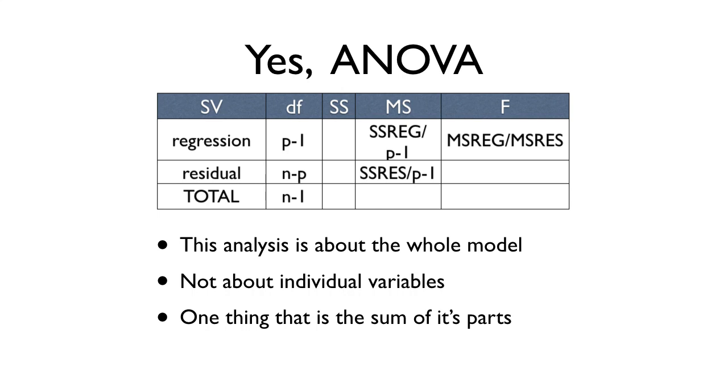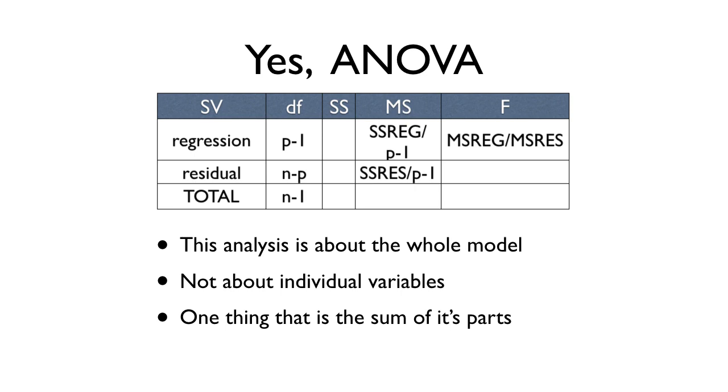For the residual mean square, it's over P minus 1, not N minus P. That should be N minus P, you're right. Yep, that's right. Sorry about that. I was like, why did that change? No, you're right. Okay, yeah, that should be N minus P.